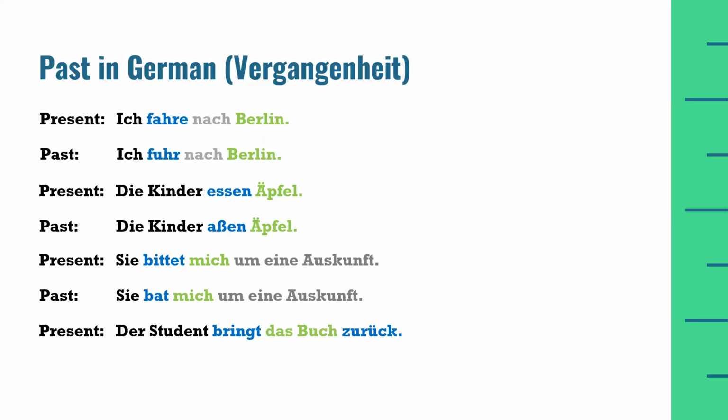Another example in present, der Student bringt das Buch zurück. The student brings the book back. Now, if we want to convert it into past, we will say, der Student brachte das Buch zurück. The student brought the book back. So again, we have kept the sentence structure the same. We have only replaced the present form of the verb with the past form of the verb. So bringen has brachte, the past form for the subject student, and this is what we have used.